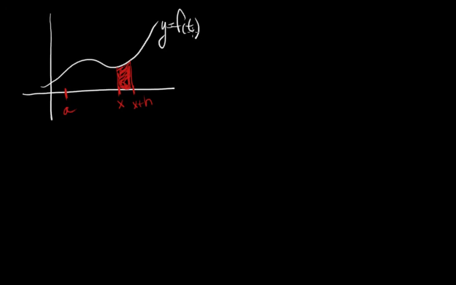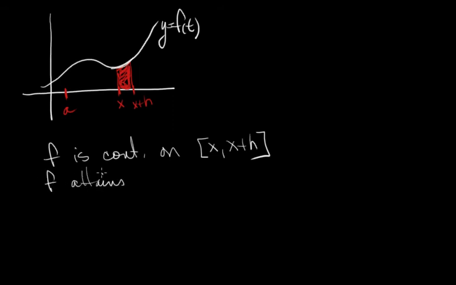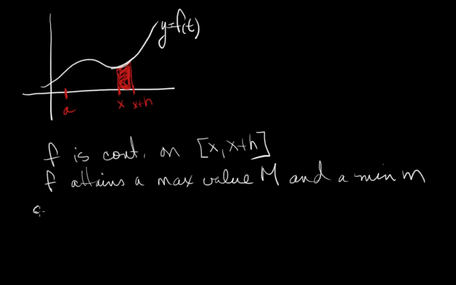So this is y equals f of t. I just recopied the picture here. Okay, so the red region there is almost a rectangle. You can see that the function y equals f of t is continuous on our entire interval capital I, so f is certainly continuous on the little closed interval from x to x plus h for any given h. That means that f attains a maximum value, capital M, and a minimum, little m, on the interval.